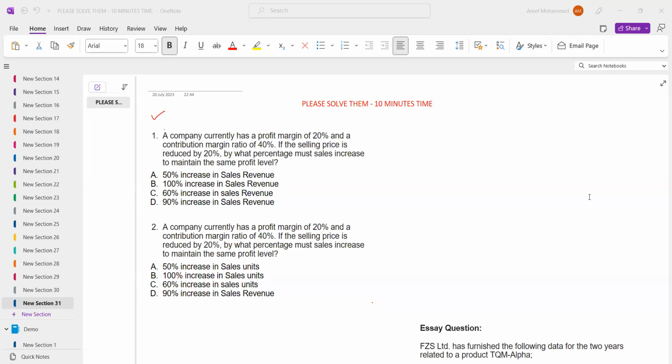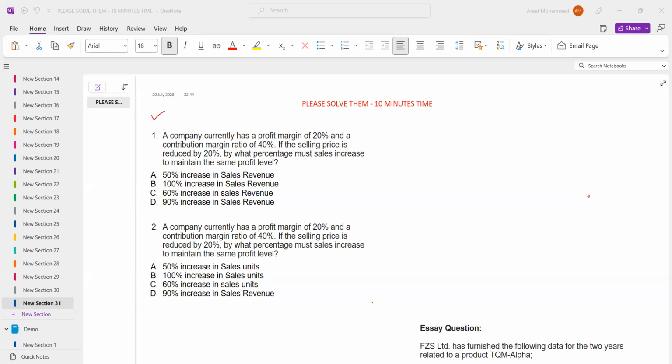Okay, the question itself is a short question, so I want to read the entire question. A company currently has a profit margin 20% and a contribution margin ratio 40%. If the selling price is reduced by 20%, what percentage must sales increase to maintain the same profit level?